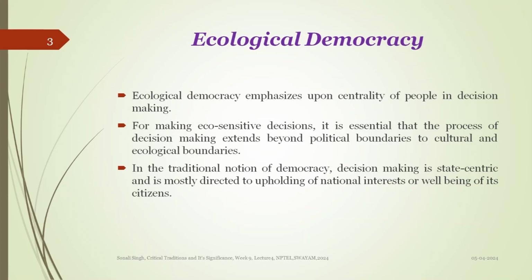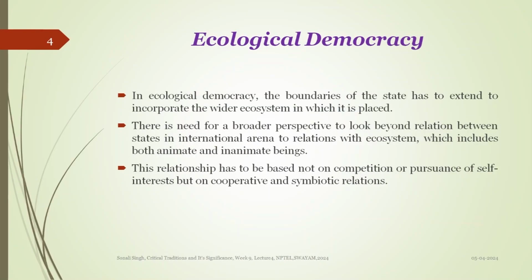And those decisions are aimed, broadly, at upholding the national interest, because we will not take any decisions which go against our national interest. Of course, national interest is the primary thing. And the second, obviously, is the well-being of the citizens. So whatever decision the government, as a representative of the state, takes, it takes keeping in mind the welfare or well-being of the citizens. Now in ecological democracy, the boundaries of the state have to extend to incorporate the wider ecosystem in which it is placed.